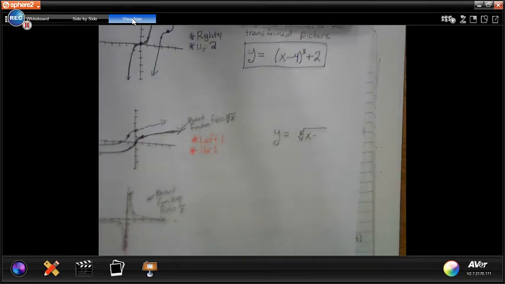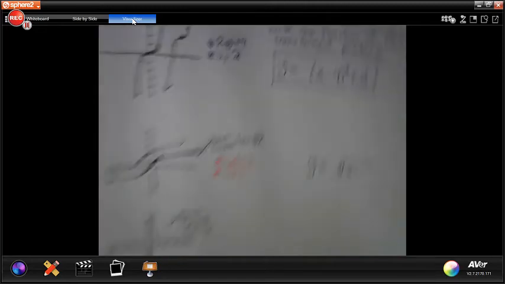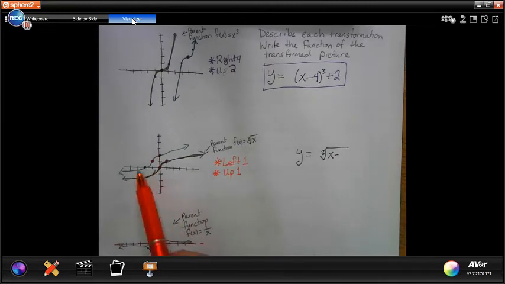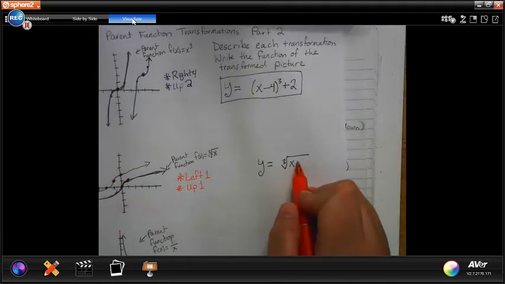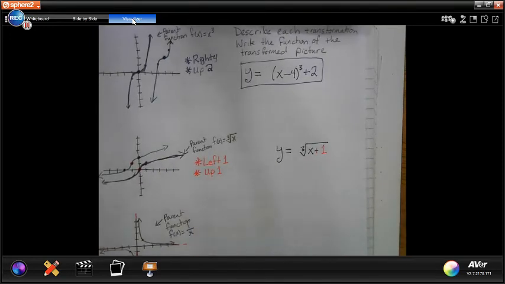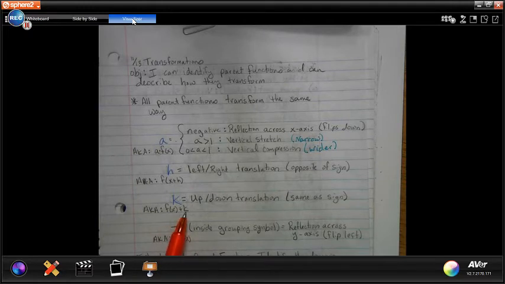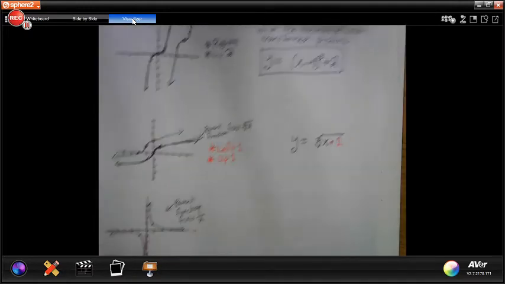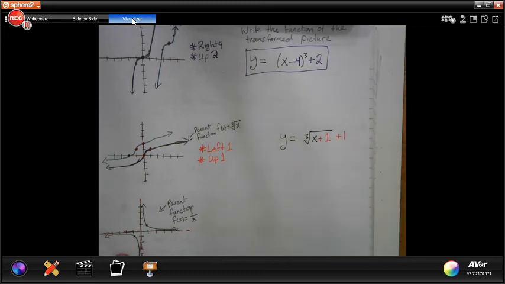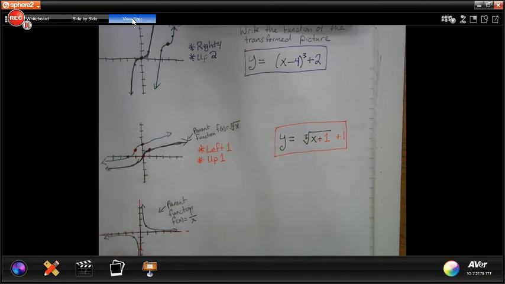We have left 1, left, which is H. H goes with X. It's opposite of the sign. Left, since it's the negative direction on the x-axis, we want to make sure it says positive 1. And then up 1. Up is K. K goes after the parenthesis, after the grouping symbol. It's the same as the sign. So up 1 would be right there. This would be our function. These would be our changes. Easy peasy.